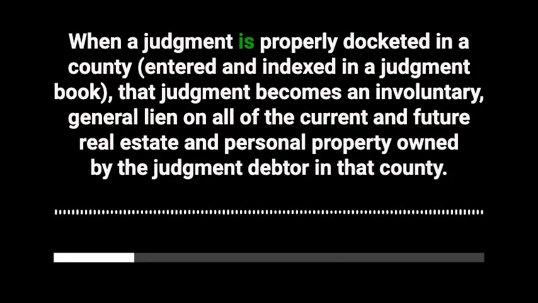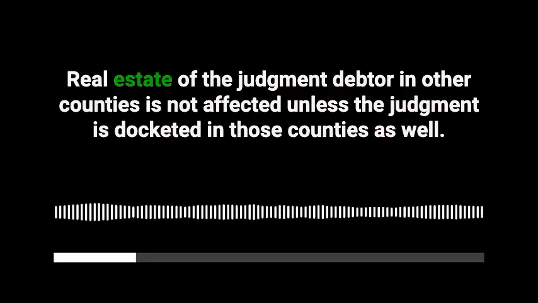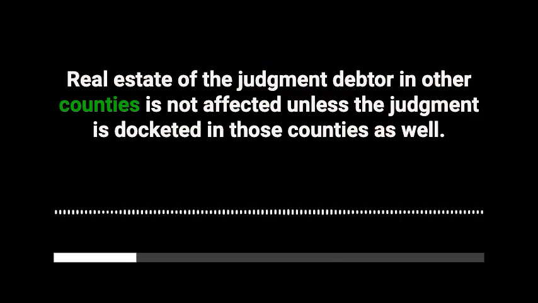When a judgment is properly docketed in a county, that judgment becomes an involuntary, general lien on all of the current and future real estate and personal property owned by the judgment debtor in that county. Real estate of the judgment debtor in other counties is not affected unless the judgment is docketed in those counties as well. In North Carolina, a judgment lien is good for 10 years from the date of the judgment.